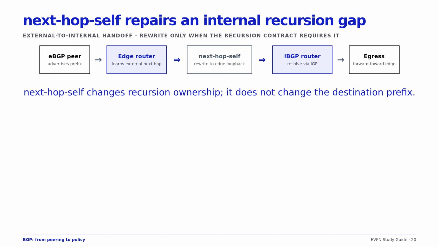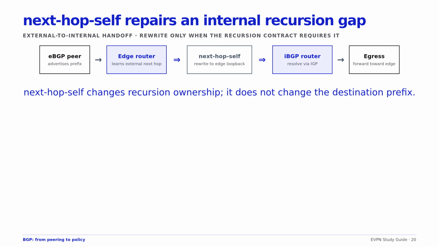When an edge router learns a route through eBGP and advertises it through iBGP, the external next hop may remain unchanged. Internal routers might know the BGP prefix, but have no route or adjacency for that external address. The route then fails the recursion test.